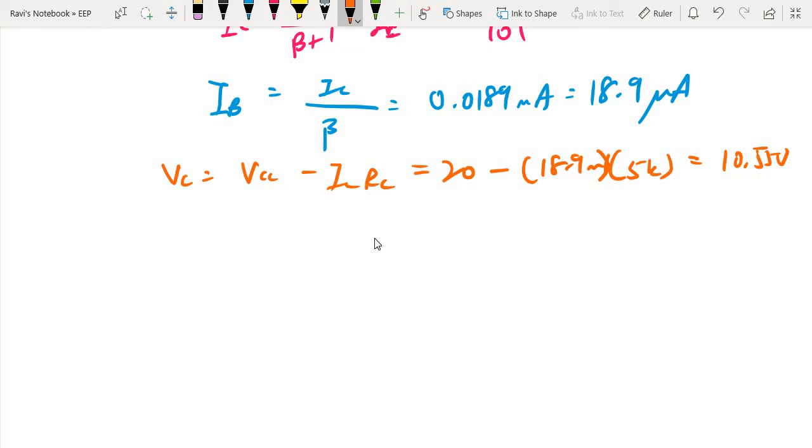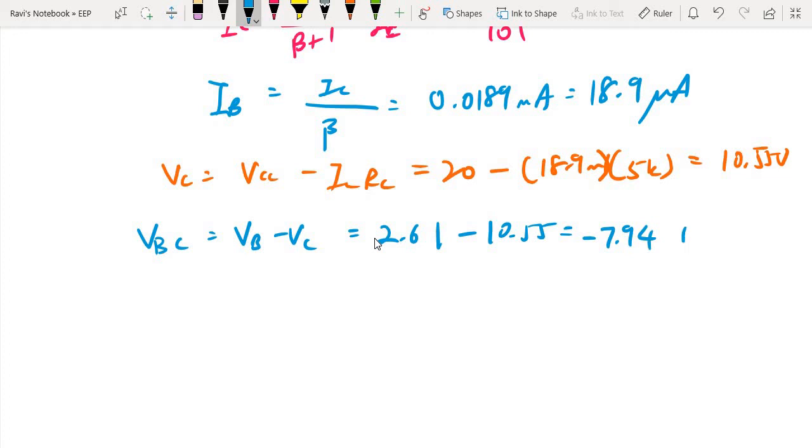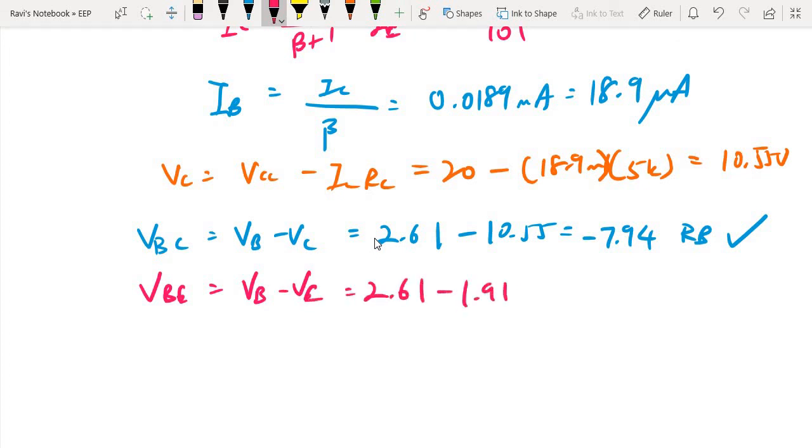Alright, so in order to confirm that we are in the forward active region, we must confirm VBC first. VBC is VB minus VC, and VB just now was 2.61 volts minus 10.55 volts, which is negative 7.94, which is reverse bias. So one condition is satisfied. The next condition is VBE must be positive, which is VB minus VE, which is 2.61 minus 1.91, and that is 0.7 volts. That is forward bias. So both conditions are satisfied.